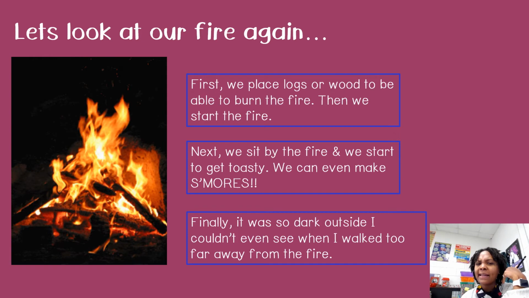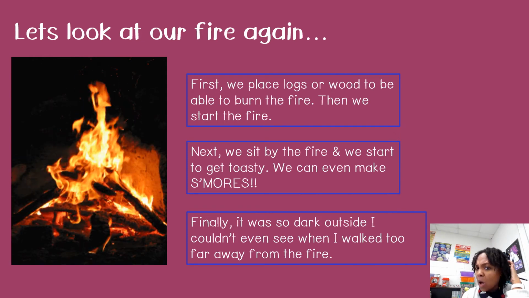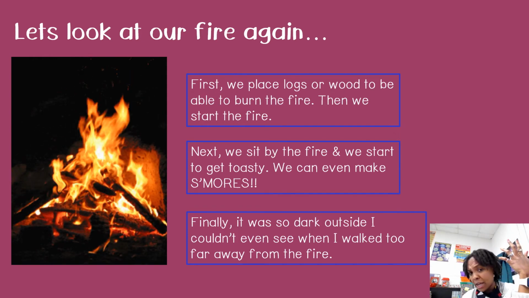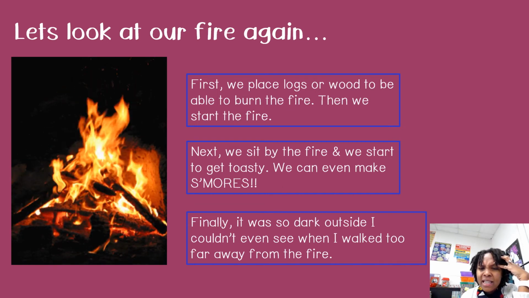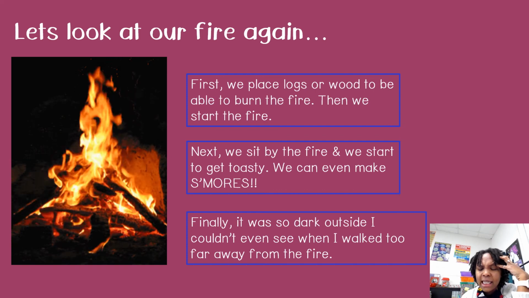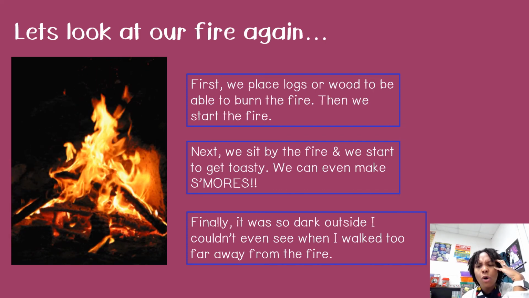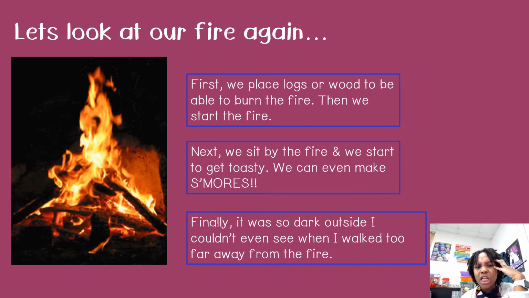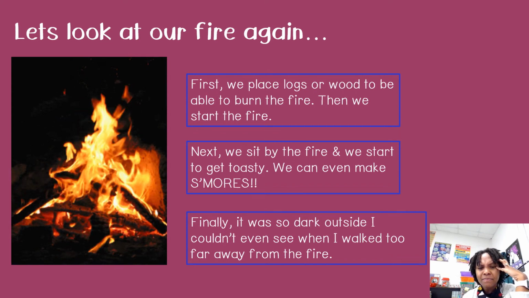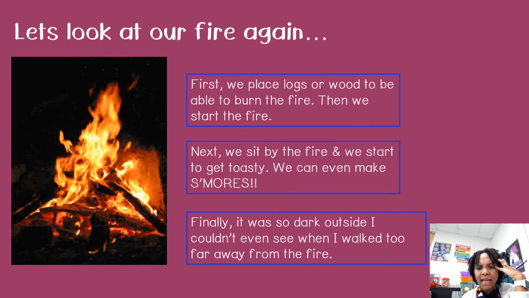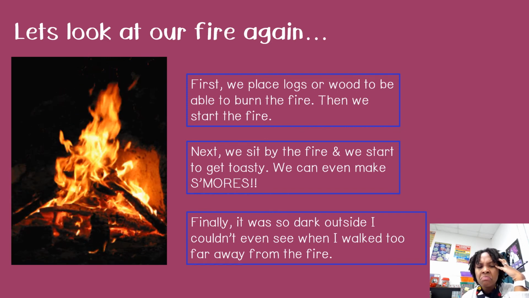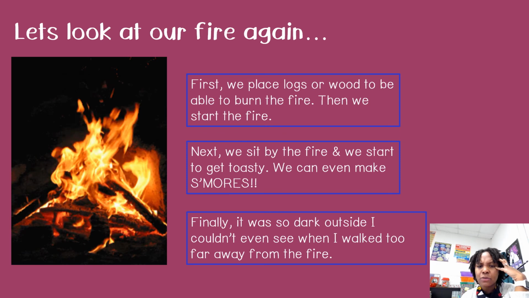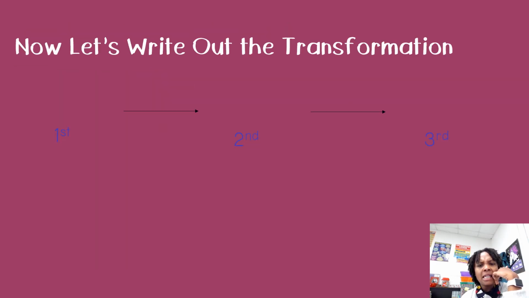So let's read it back again. We place logs or wood to be able to burn the fire. Okay, so we fed the fire. Next, we sit by the fire and we start to get toasty. So we're warming up. We're able to melt some chocolate to make s'mores. Finally, it was so dark outside, I couldn't even see when I walked too far away from the fire. So the fire is providing us with some light. So now let's write it out as an energy transformation.